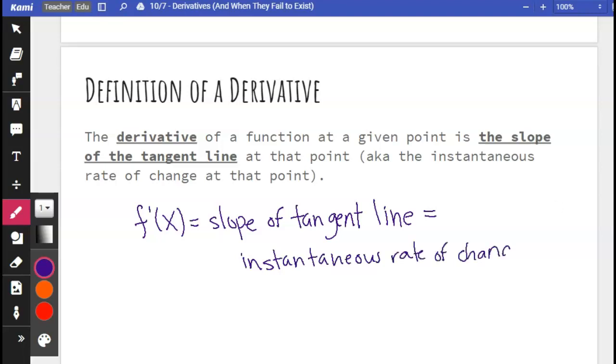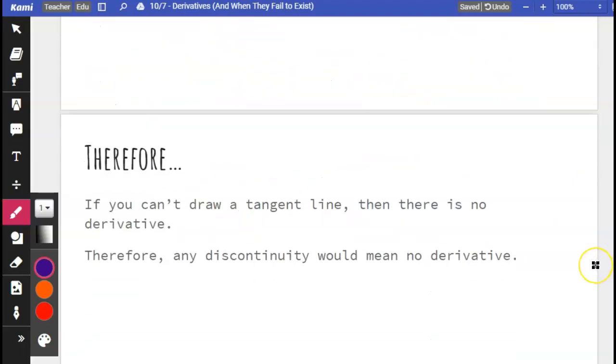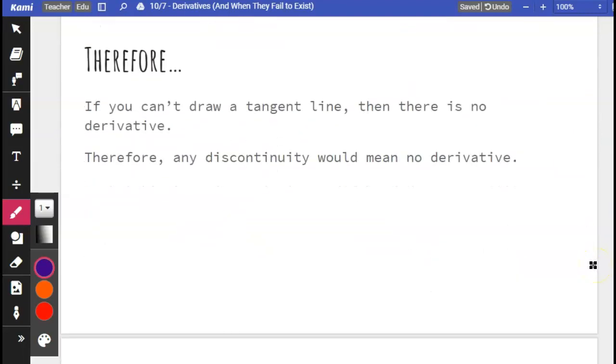We're going to take those two ideas, continuity and what it means to be a derivative, and put them together in order to decide when something is able to be differentiated. A little bit of common sense: if you can't draw a tangent line, then you don't have a derivative. So it should be clear that any discontinuity would mean no derivative.